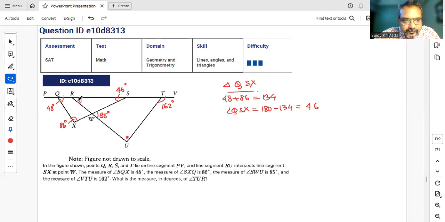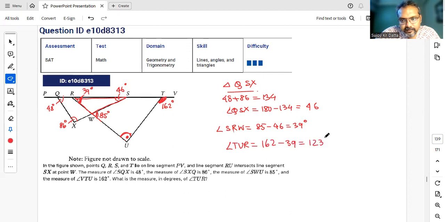Let's figure this angle out. This plus this is the exterior angle of this triangle, right? If I look at the small triangle RWS, angle SRW is simply 85 minus 46. So that's 39 degrees. So this angle here is 39. And now this exterior angle again is equal to the sum of the interior angles of these two. So angle TUR is 162 minus 39. So that would be 123 degrees. So that's the answer, 123.